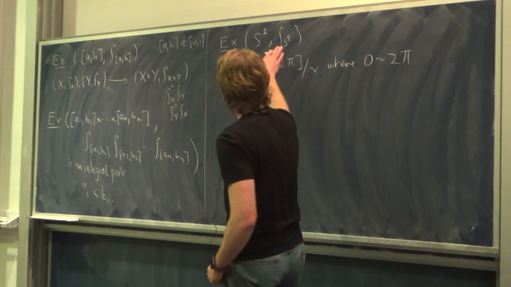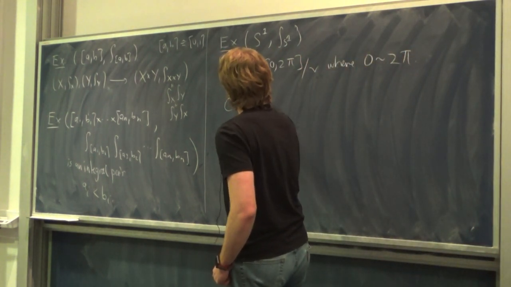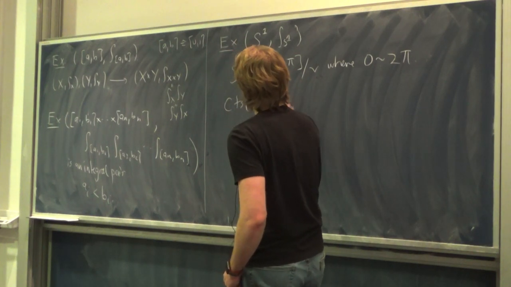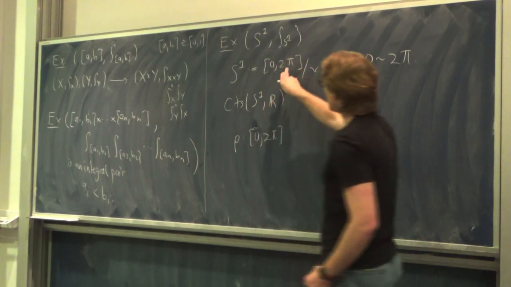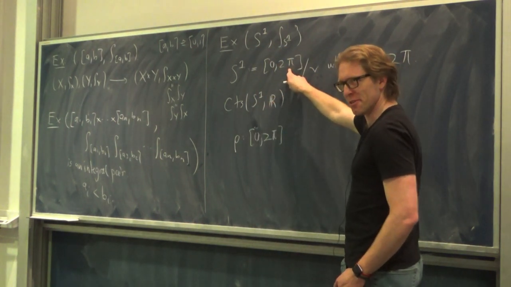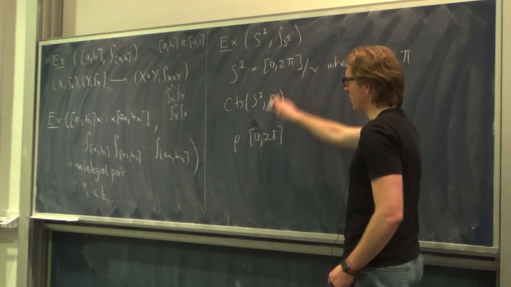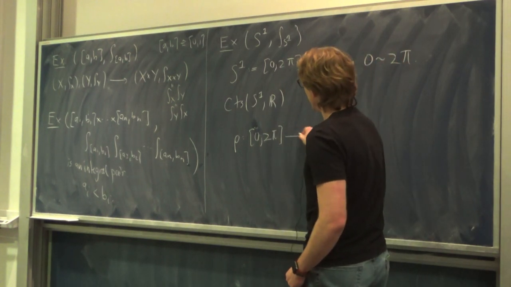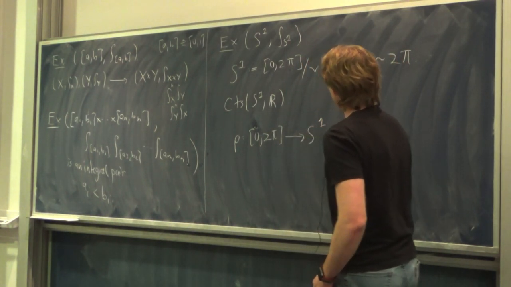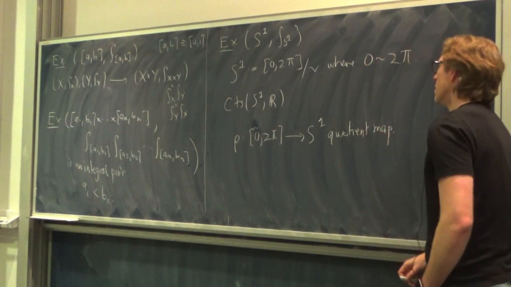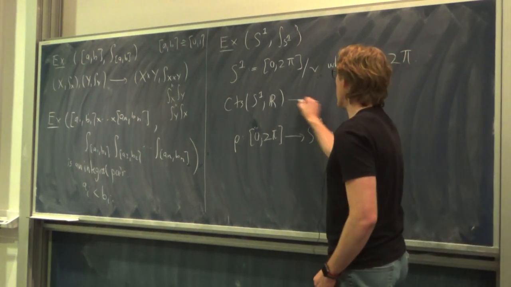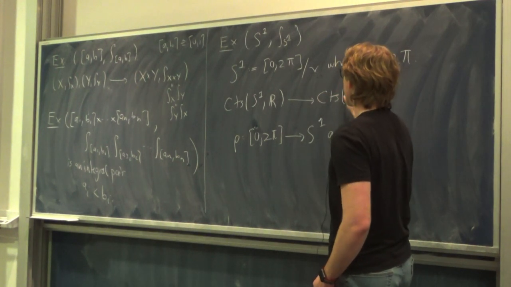And then how do I define this functional? Well, I've got the quotient map from [0, 2π]. You see why I chose 2π, right? So that the length of the circle is going to be 2π when I integrate 1. So that's good. So that's the quotient map, and composing with that gives me a map like this.